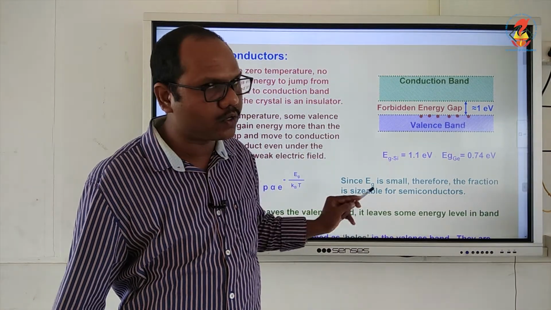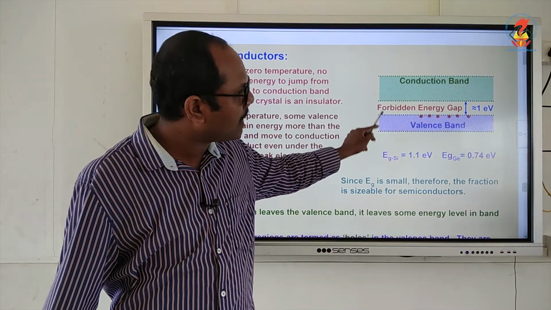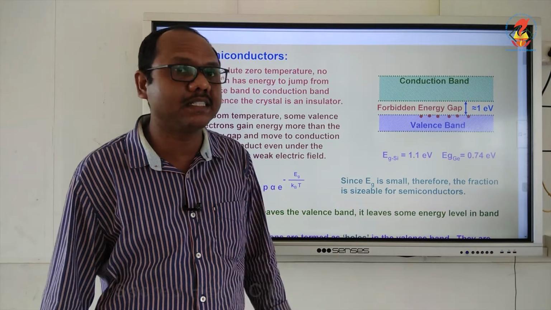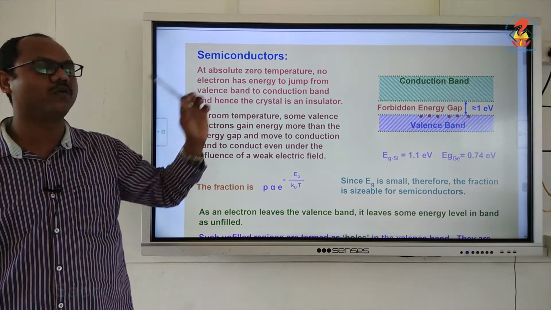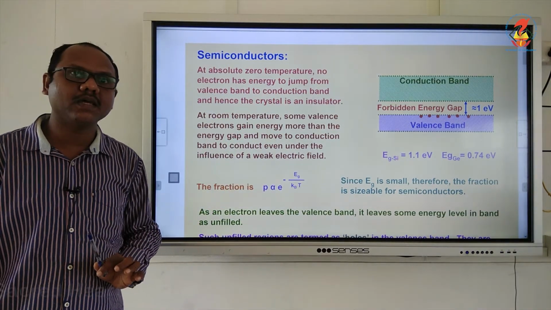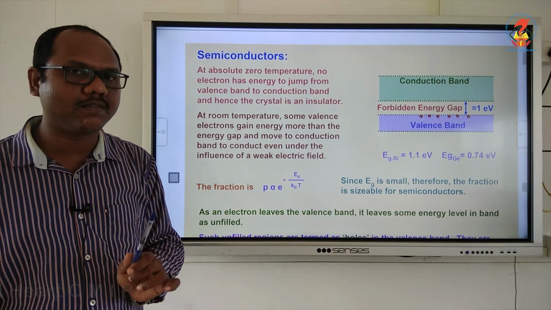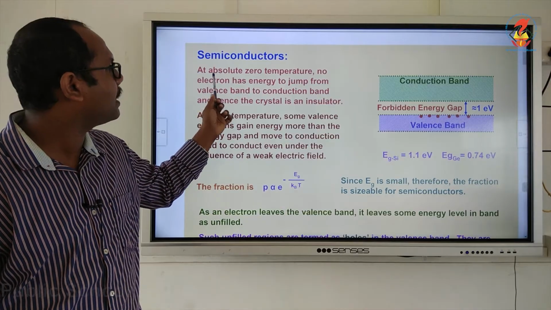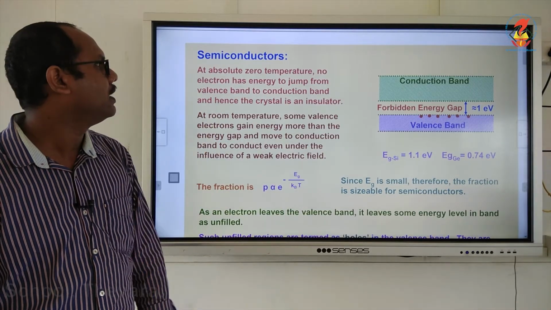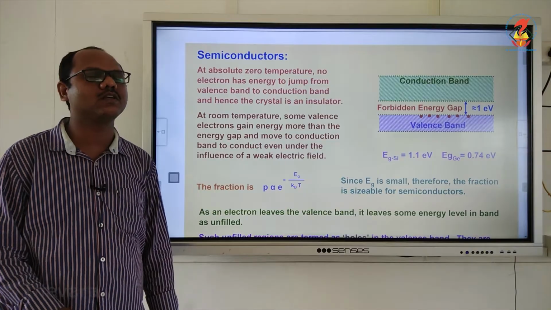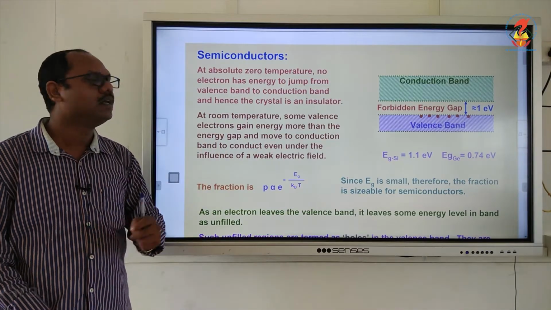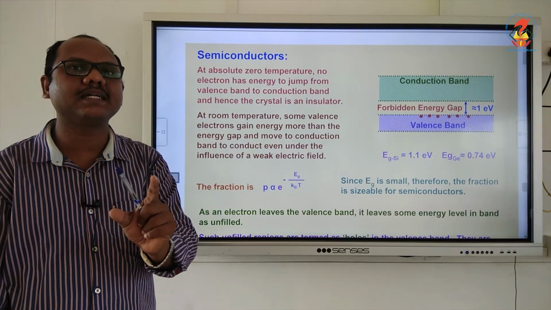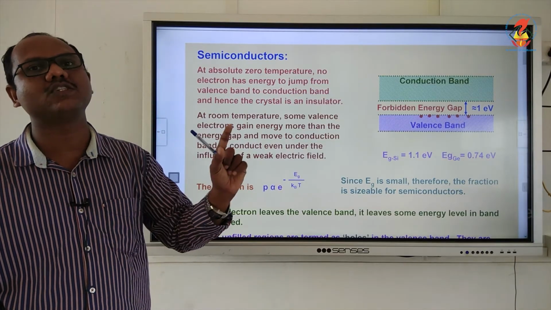Here, when you look, you can see that the valence band is filled and the conduction band is empty. There are no electrons in the conduction band at absolute zero, that means 0 Kelvin. At 0 Kelvin, there is no energy, and there is no electron in the conduction band. All those electrons are valence electrons only. So, at absolute zero temperature, the semiconductor will act like an insulator.